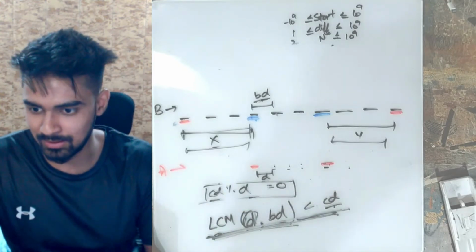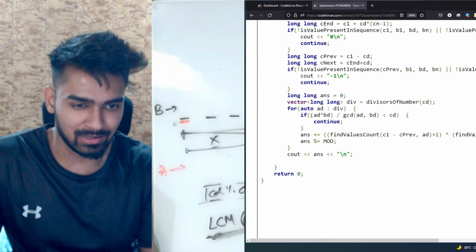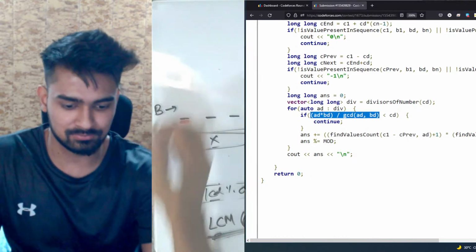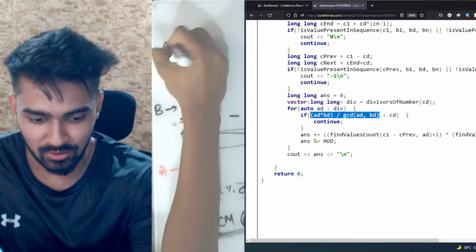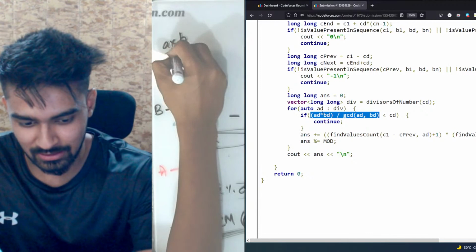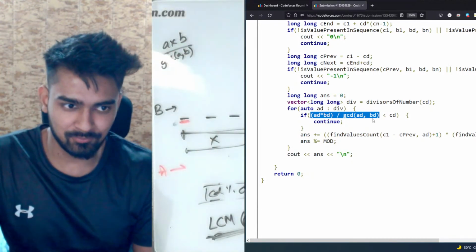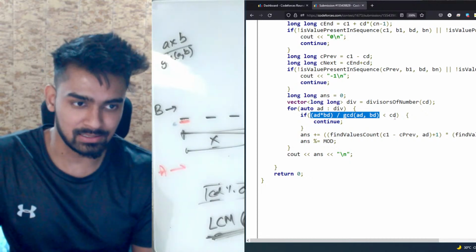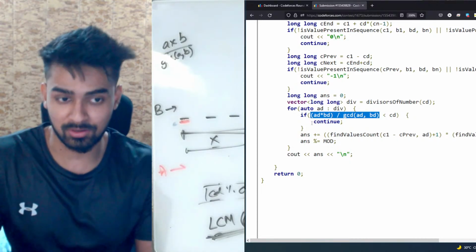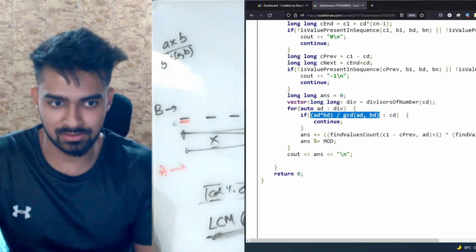So this is how you actually find LCM. If you have to find the LCM of A and B, all you have to do is the product of A and B divided by GCD of A and B. So that is exactly what I've done. LCM of both these values, if it is less than CD, that means you cannot consider this, because this value will actually make some other value coincide. So you can't consider this case.